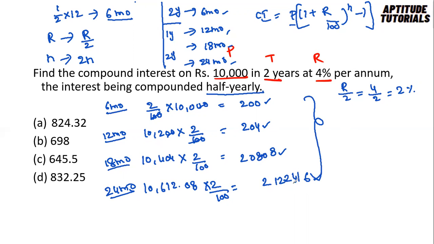So first 6 months it's 200, next 6 months 204, next 6 months 208.08, and the last 6 months 212.2416. Add up all the values. 200 plus 204 is 404. 404 plus 208.08, and then the last value 212.2416, which gives 824.3216. We have it as 824.32. Option A is the answer for the question.